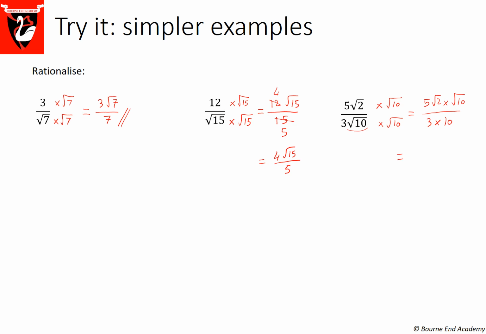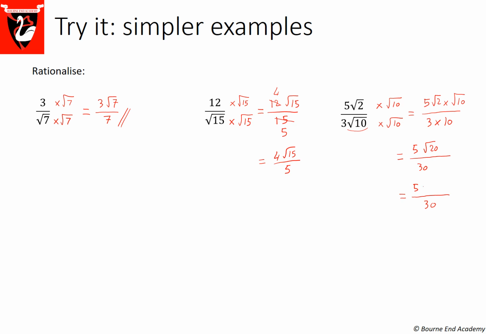Now here there's a little added complication, which is that root 2 times root 10 gives us root 20, and we can simplify that. So this is going to give us, at the denominator, 3 times 10 is 30, and the numerator is 5 times root 20. Now, root 20 can be simplified because 20 is a multiple of a square number. It's a multiple of 4. So we're going to need, as a next step, to simplify the numerator.